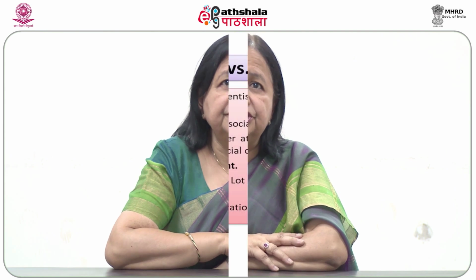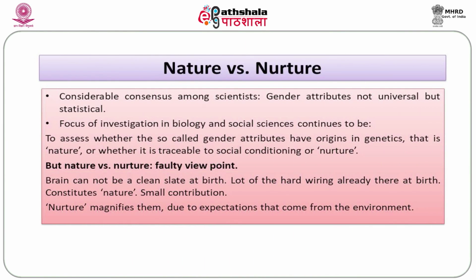We come to the important concept of nature versus nurture. There is considerable consensus among scientists that gender attributes are not universal, but they are statistical. They are the focus of investigation in biology and social sciences, and so-called gender attributes seem to have origins in genetics, which is nature, but they are to a large extent dependent on social conditioning or nurture. So, the versus basis is a faulty viewpoint.